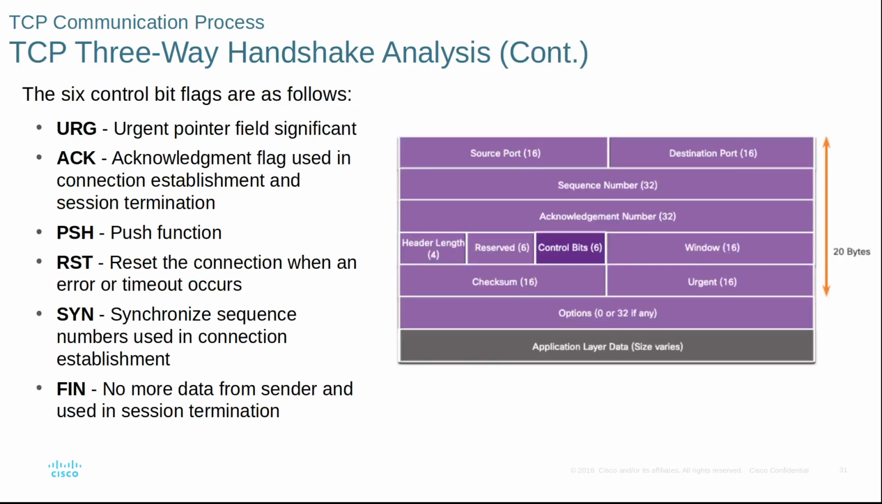Here's the different control bits that can be in that control bits field. So we have URG, indicates that it's urgent. ACK, if it's an acknowledgement packet. PSH, if it requires the push functionality. RST, to reset the connection whenever there's an error or timeout. SYN, to synchronize the sequence numbers used in your connection establishment. And FIN indicates, I've got no more data to send. I'm done. Are you done? Because then we're done, right? We're not done yet.